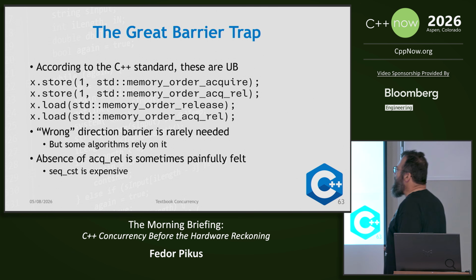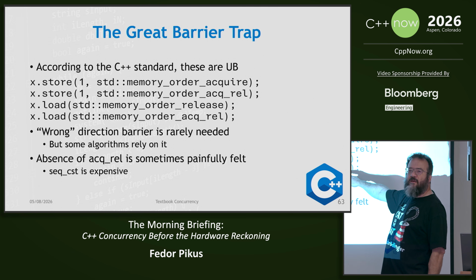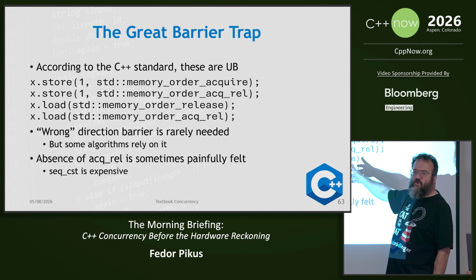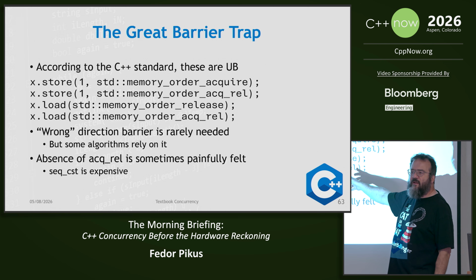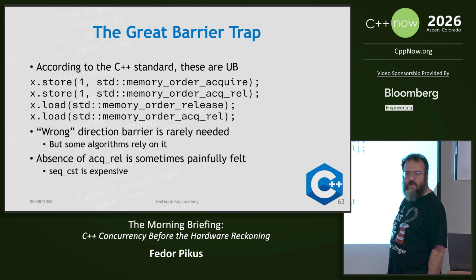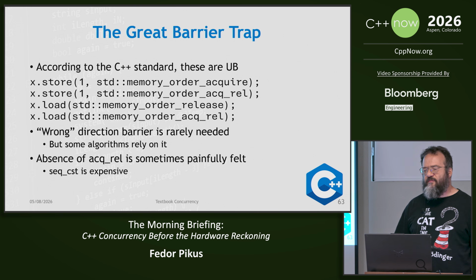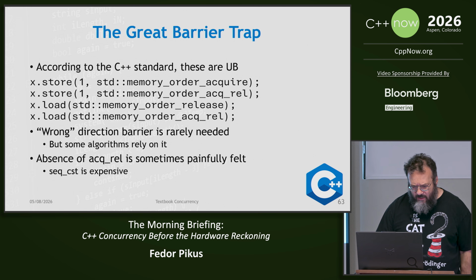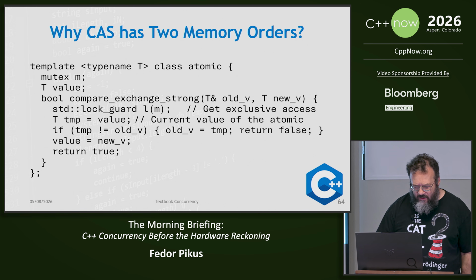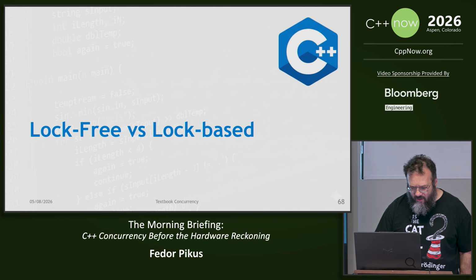Oh, then there is that. A lot of compilers issue warnings, but these compile and they are undefined behavior according to the standard. Wrong direction of the barrier. Why? I have no idea. Okay, let's skip the weak memory order for cast.